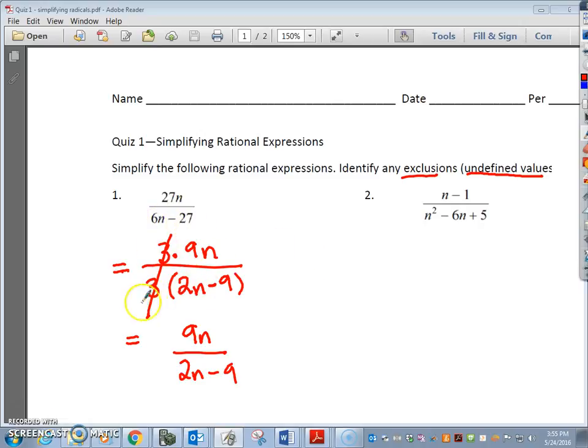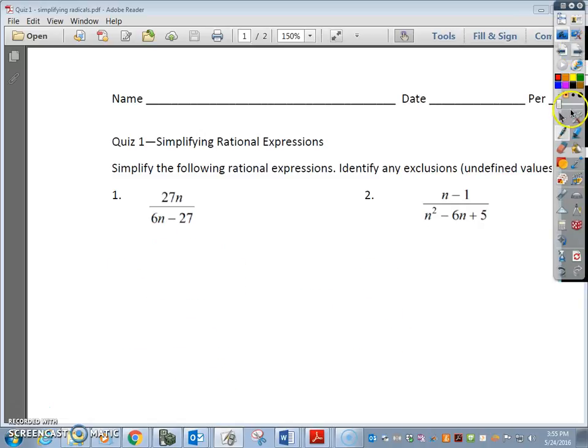We can actually start right here when it's already factored. 3 never equals 0, but 2n minus 9 cannot equal 0. This is just like solving an Algebra 1 problem. Move the 9 over. 2n cannot equal 9. Divide both sides by 2, and n cannot equal 4.5. So this is the value that I cannot plug in, because if I do, I wind up with an error, an undefined value. You cannot divide by 0.